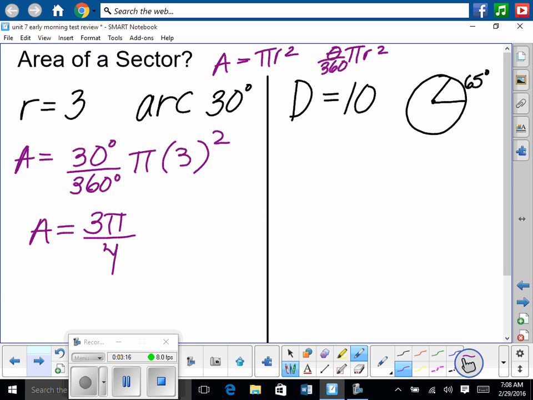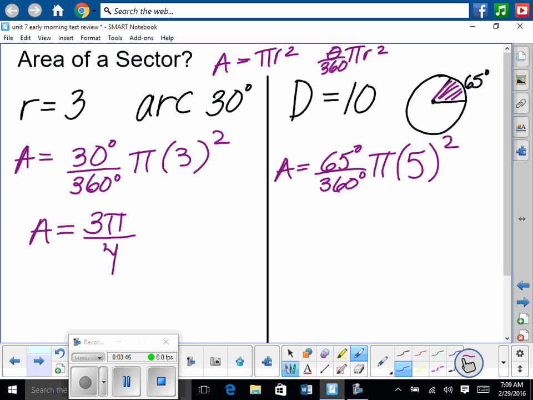Okay, so this time we're given a diameter is 10, and we're trying to find the area of this sector, this section of the circle. So we're only looking at finding the area of this section of the circle. That's 65 degrees. So we know we're going to do 65 degrees divided by 360 times pi times the radius squared. What's the radius if the diameter is 10? 5. So pi times 5 squared.